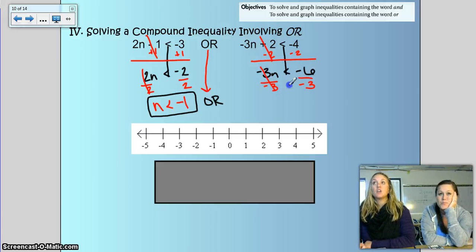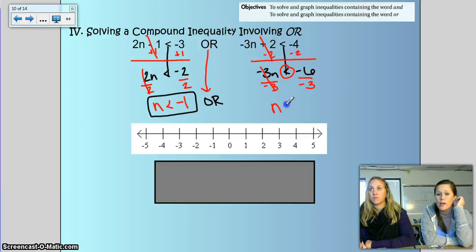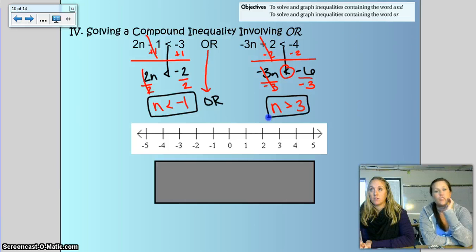So here I'm traveling with a negative. Yeah, you are dividing by a negative, so you have to flip the sign. So n is greater than +2. It's like pretty close, but it's not right.